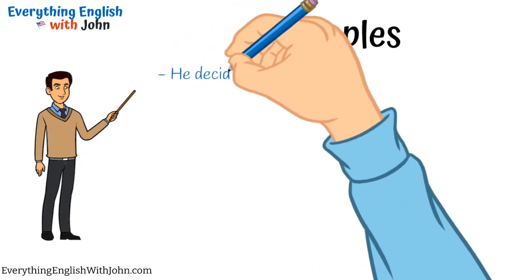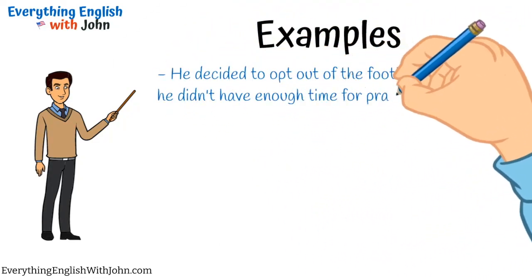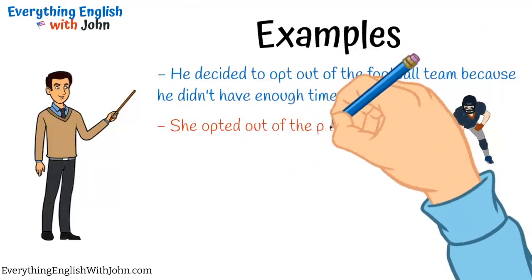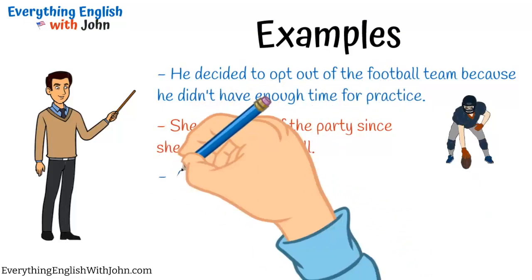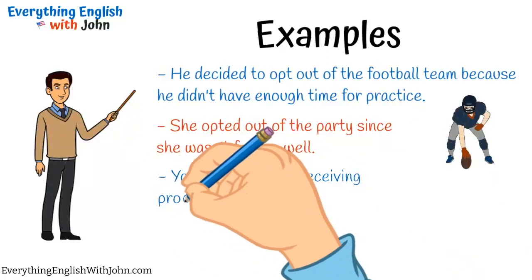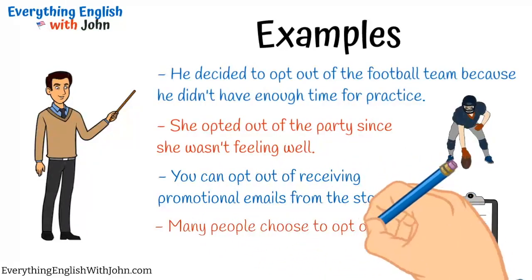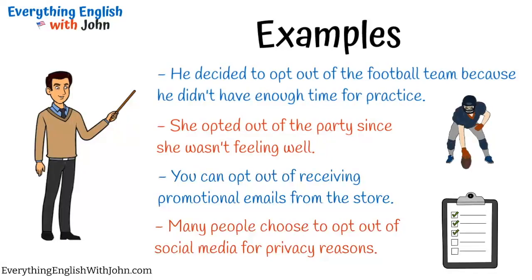Examples. He decided to opt out of the football team because he didn't have enough time for practice. She opted out of the party since she wasn't feeling well. You can opt out of receiving promotional emails from the store. Many people choose to opt out of social media for privacy reasons.